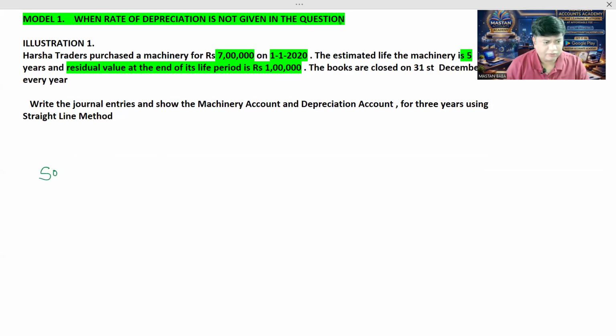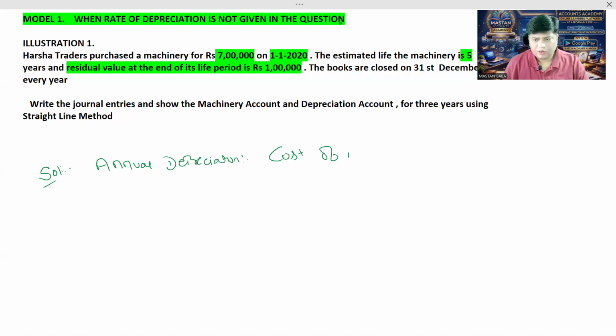So I'm writing the solution here. The formula is the same. Annual depreciation is equal to what we discussed in our previous video, dear students: cost of asset minus scrap value divided by lifetime of the asset. Lifetime of asset means useful time of asset. So just substitute the values, dear students.